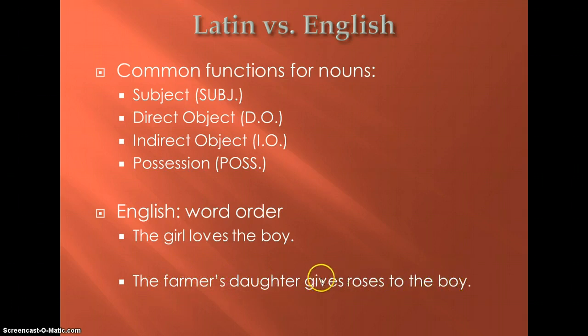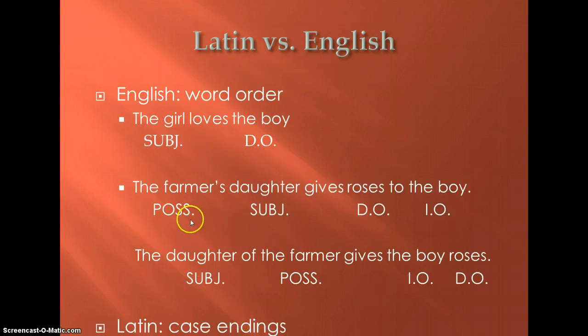The action is giving, that's our verb. Who is giving? The answer to that is our subject. What is the subject giving? The answer to that is our direct object. And to or for whom is the subject giving? The answer to that is our indirect object. That really just leaves one last noun, the farmers, and then we have to figure out how that particular noun is working. So our simple sentence, the girl, subject, is doing the action of the verb, loves, and who does she love? The boy. Now, I want to spend a little more time on our more complex sentence.